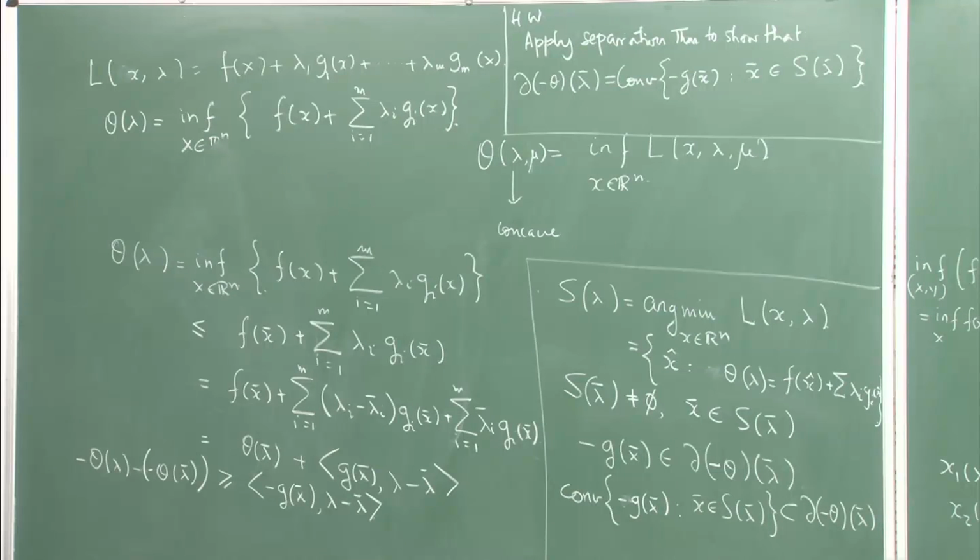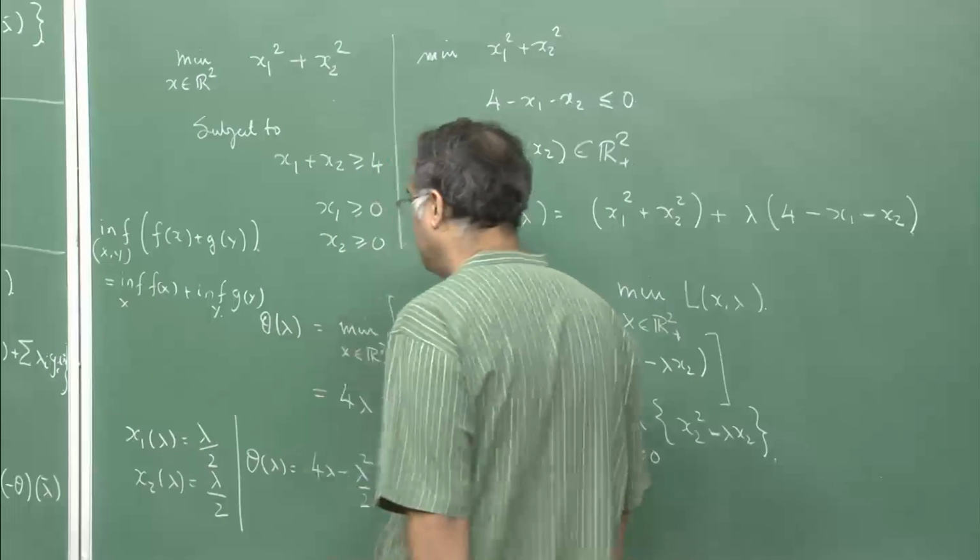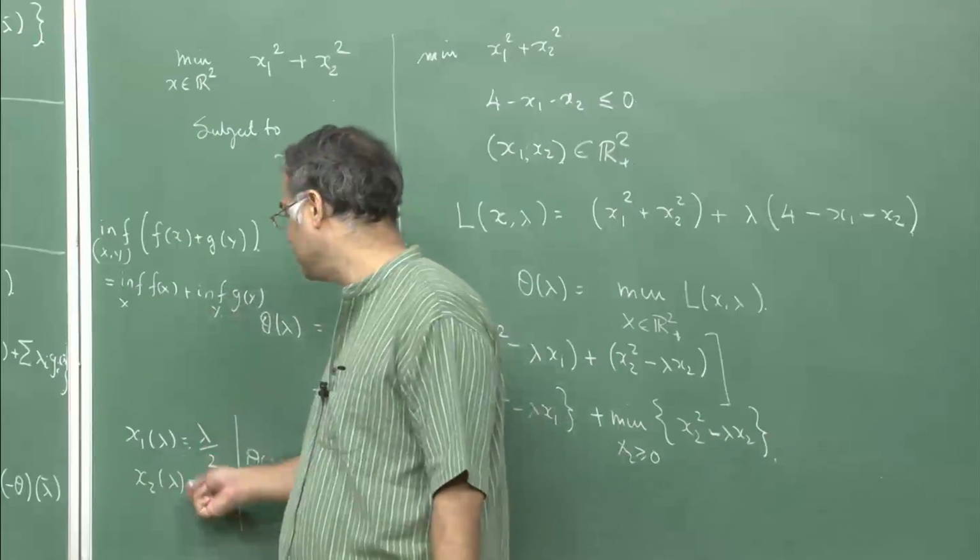Now, for example, here, whatever be your lambda, these are my solutions. So, theta lambda is always this, right. I know the set of x's solutions.